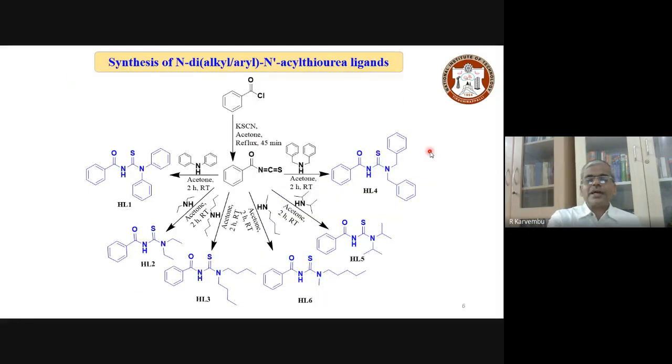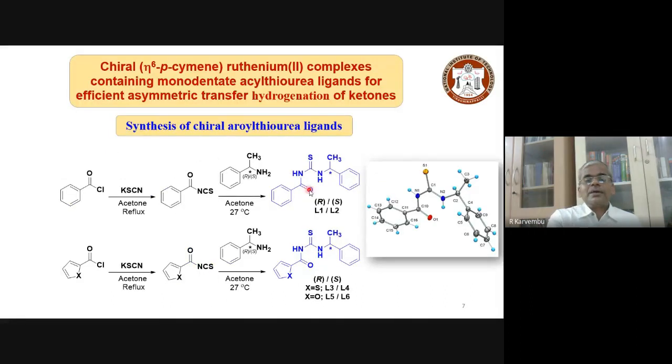Though this acyl thiourea is known for a long time in the literature, before our report, maybe in 2014, no one had used or even prepared chiral acyl thiourea ligand, right? So we started this preparation from benzoyl chloride, and then instead of a simple racemic amine, we have used chiral amine here, R or S 1-phenylethylamine. If we use R-1-phenylethylamine, we obtain R acyl thiourea. If we use S-1-phenylethylamine, we have obtained S acyl thiourea.